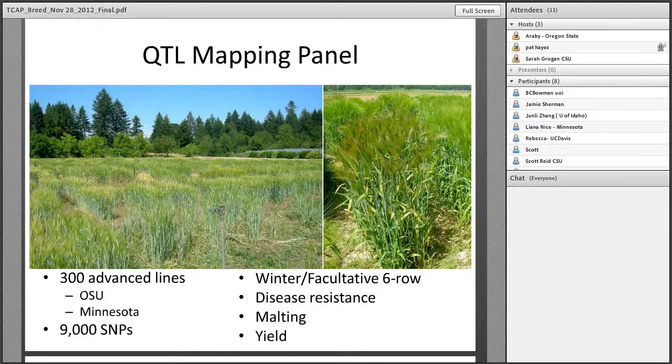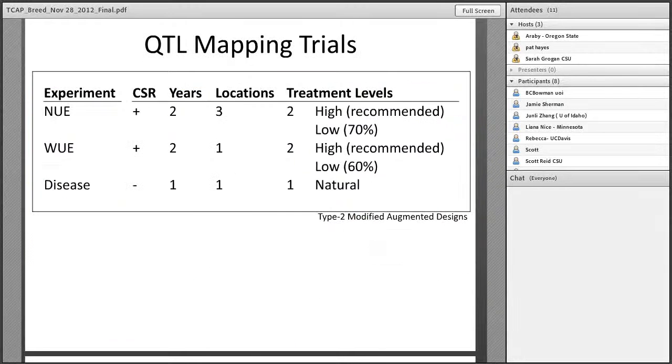Pat talked about the 2-row versus 6-row, and winter and facultative too, so I guess I don't have to explain that. But they have been selected for disease resistance, malting, and yield, of course. So the experiments that I'm running, here's a summary of the trials. Actually, there's been a change. It's 2 years for disease trials, not 1 now.